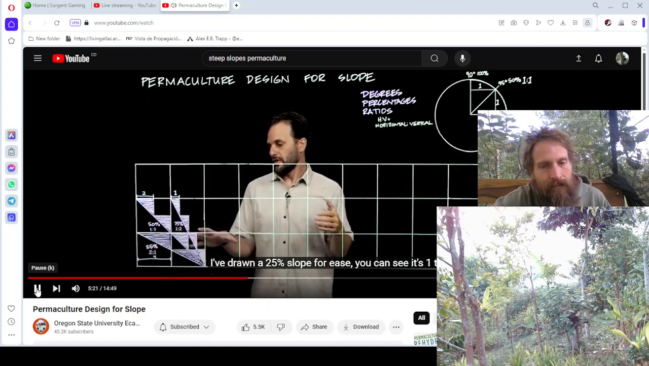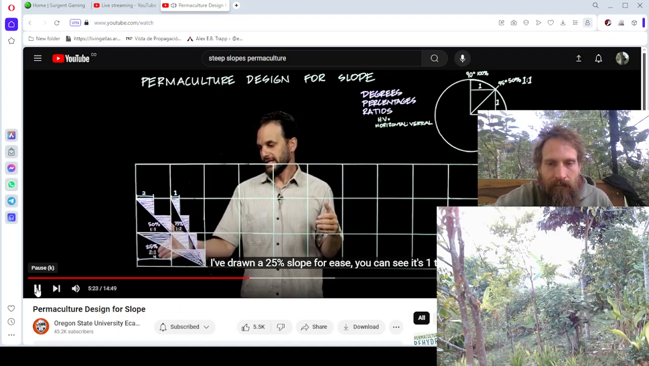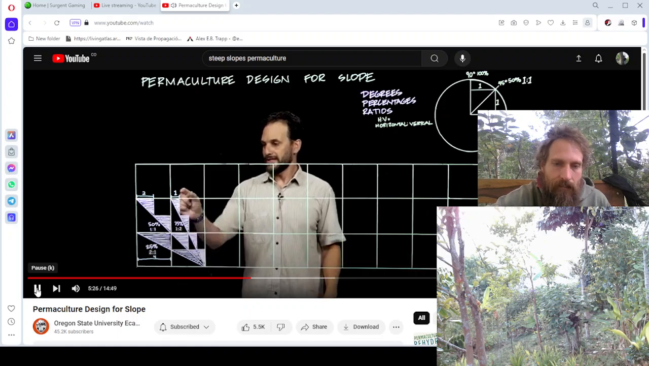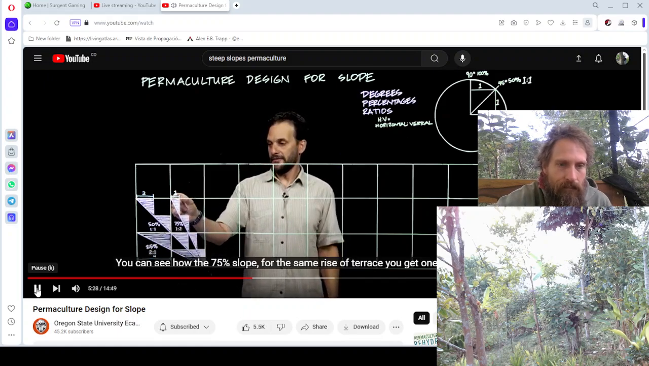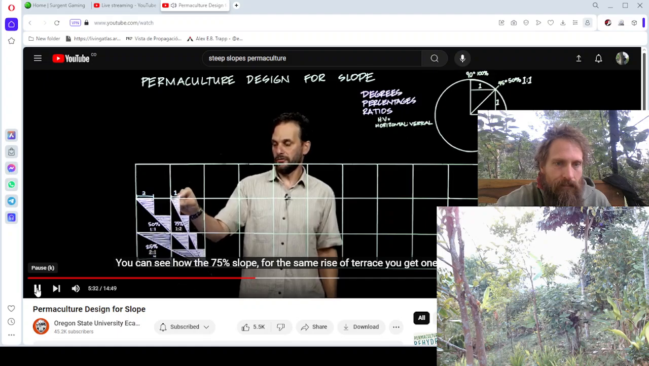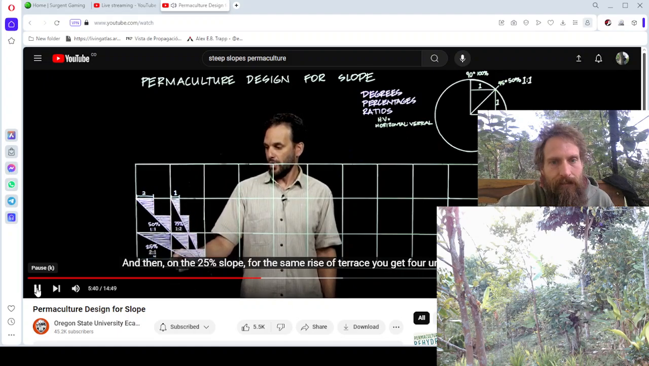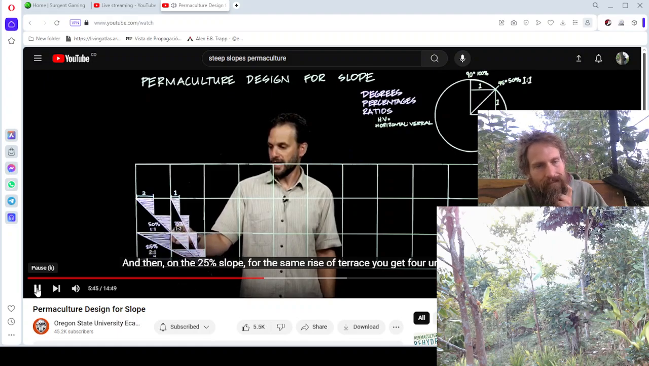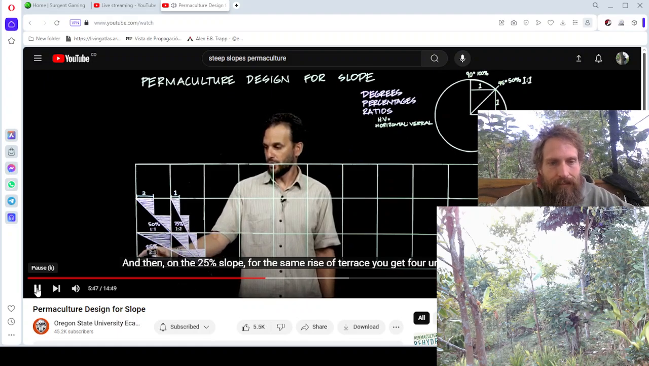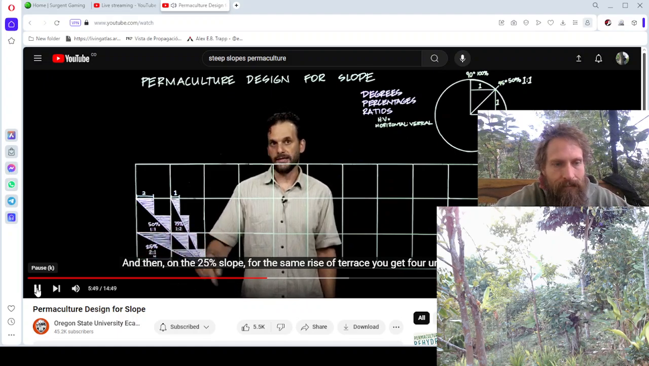Now, I've drawn a 25% slope for ease. You can see it's 1 to 2. You can see how on the 75% slope, for the same rise of terrace, you get 1 unit of horizontal space. On the 50% slope for the same rise of terrace, you get 2 units of space. And then on the 25% slope for the same rise of terrace, you get 4 units of horizontal space.